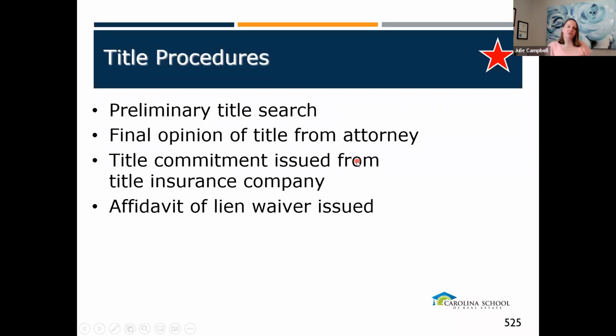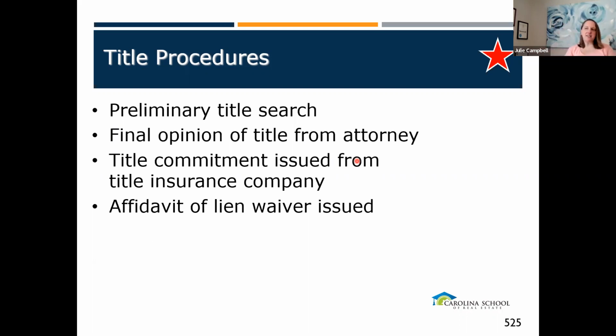We mentioned the title procedures. This is the attorney's job. This is a good recap of Unit 5 real quick. So we go under contract, we send the contract to the attorney, we go ahead and schedule settlement. At that time, the attorney is going to do a preliminary title search. They're going to go through all of the public records.